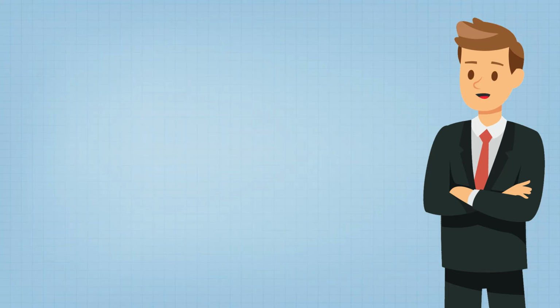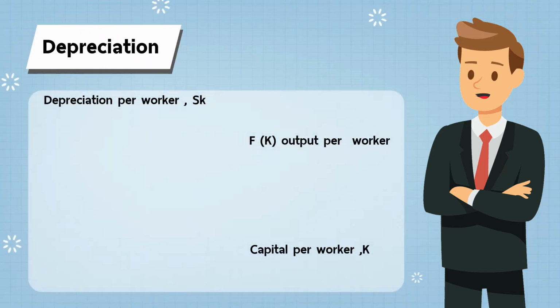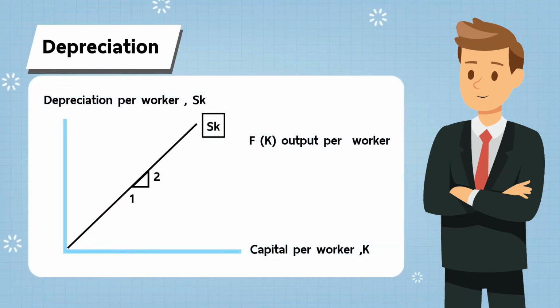Move to depreciation. According to the graph, delta is the rate of depreciation, which is the proportion of the capital stock that wears out each period. Delta times small k represents depreciation of capital per worker. When capital increases, depreciation increases.